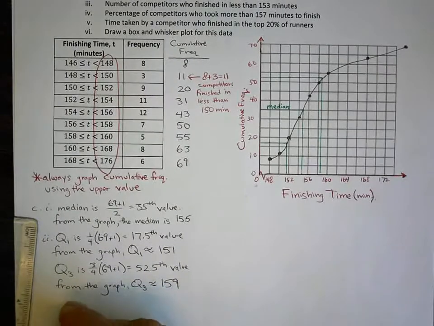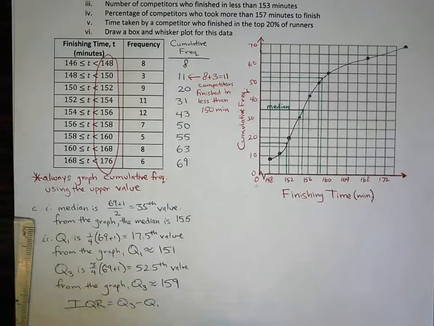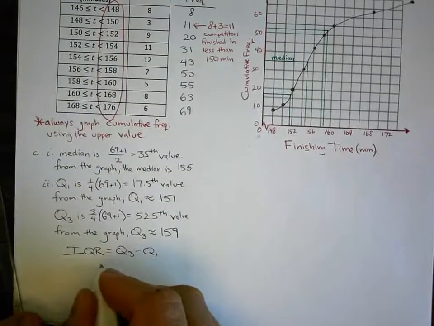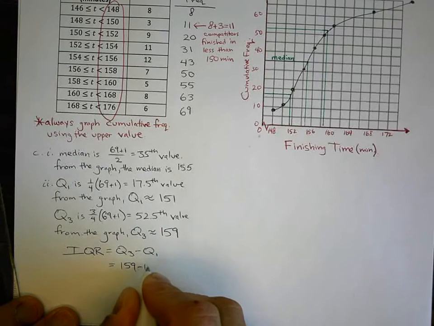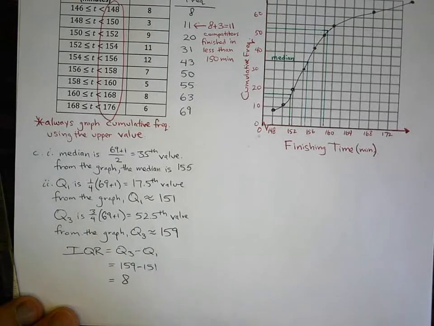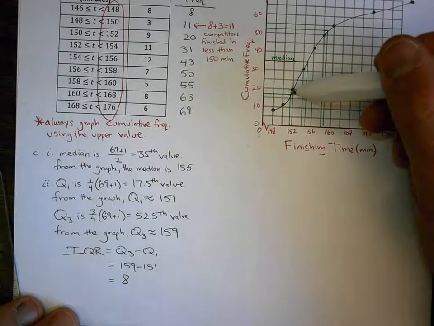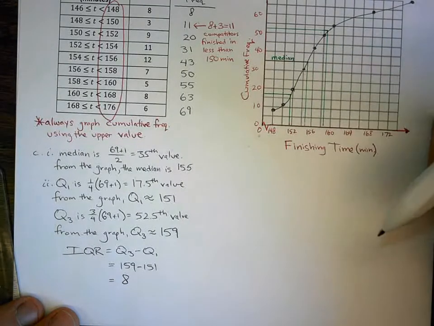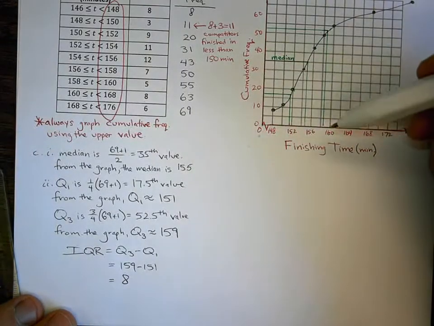So the IQR, the interquartile range, is Q3 minus Q1. That was from our lesson yesterday. And so that is going to be 159 minus 151, which is 8. And look at what that means. That's a powerful number, right? 50% of the finishers finished in the IQR, and that was an 8-minute difference. So in 8 minutes, 50% of the finishers came through. And we saw that, right? We saw this very steep increase where a lot of people added to my cumulative frequency.